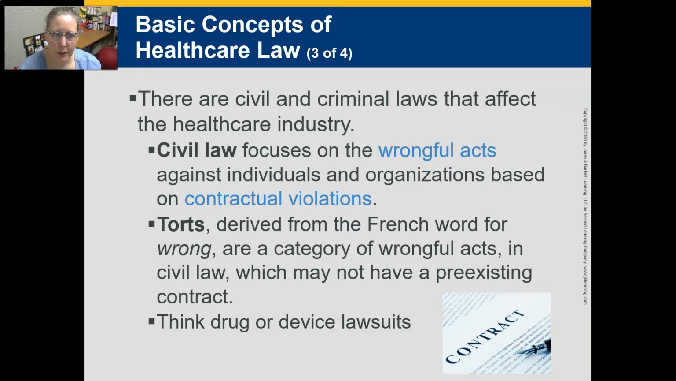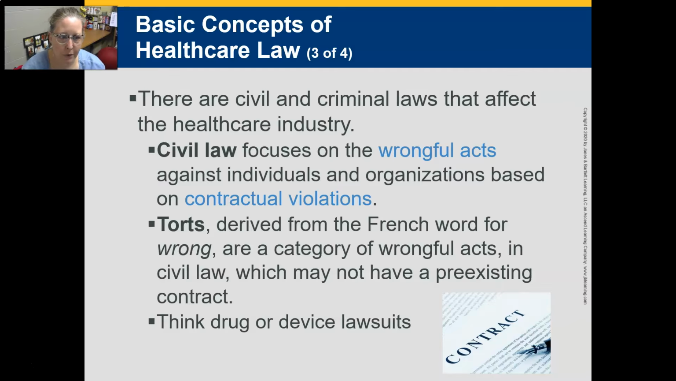There are civil and criminal laws that can affect the healthcare industry. So the civil law will focus on wrongful acts against individuals and organizations based on contractual violations. So there was a contract to care for a patient, something wasn't done, patient was injured, something like that. Those are all civil law types of cases.